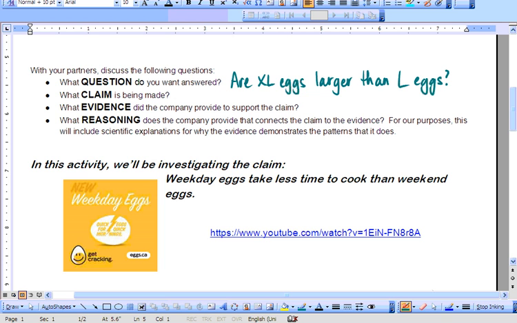So what we're going to do is actually go in a slightly reverse order here. That's the question. We're going to collect some evidence. That's your job today, to do a little experiment. And then based on that evidence, we can go back and make the claim that yes, the extra large eggs are larger than the large eggs, or they're not. And we'll have to make a graph before we can see that.